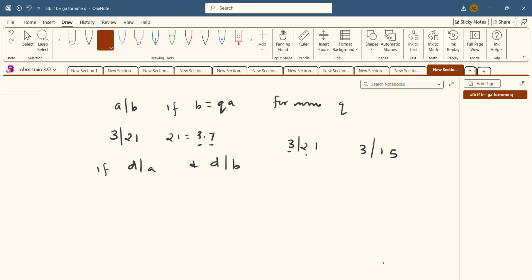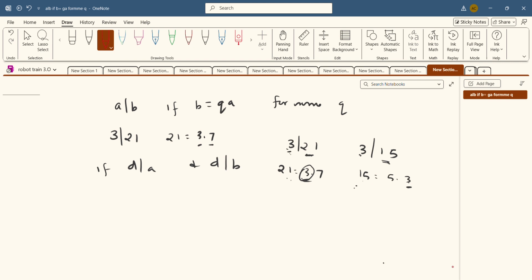So here 3 is a factor of 21 or divisor of 21, or we can call 21 a multiple of 3. Similarly, 3 is a divisor of 15 or factor of 15, or otherwise 15 is a multiple of 3. So 21 is equivalent to 3 into 7, 15 is equivalent to 5 into 3. So here 3 is a common divisor of these two numbers, 21 and 15. So remember, 3 divides 21, 3 divides 15, so 3 is a common divisor.